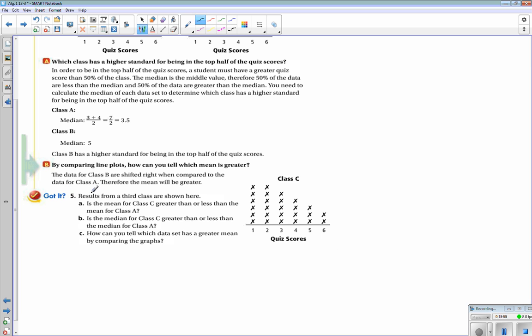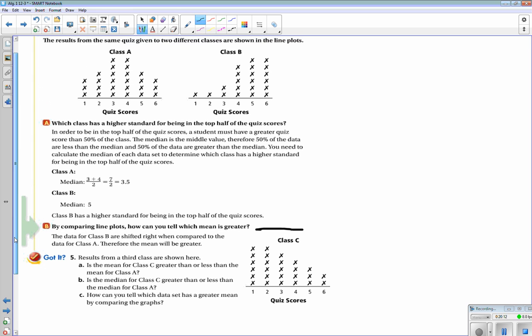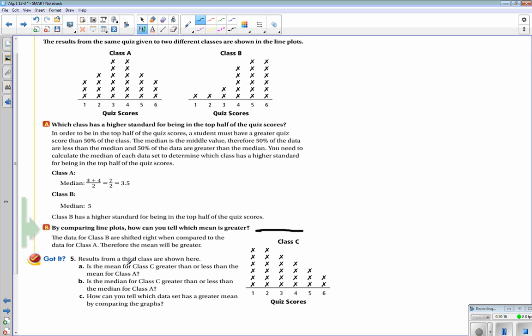And we are going to see the results from the third class C are shown here. Is the mean for class C greater than or less than the mean for class A? Looking at our scores between class A and class C, the mean is going to tend more towards this side of the graph, whereas class A is going to be 3.5. So class A wins. Class C is less than.